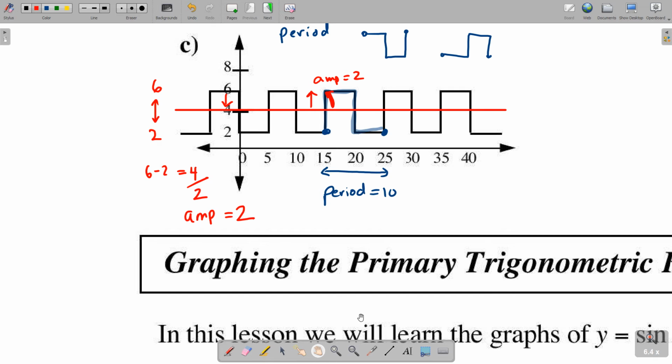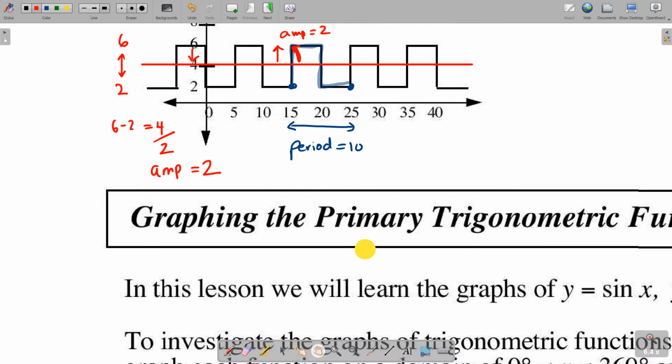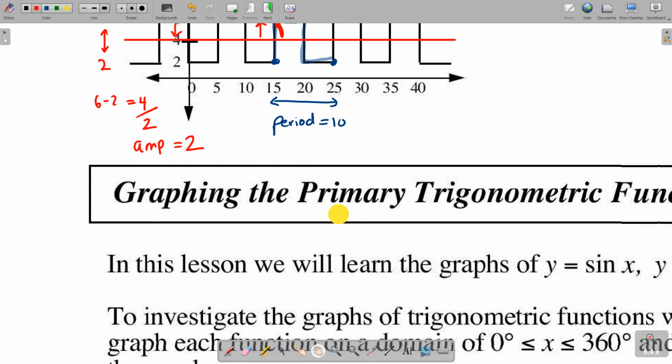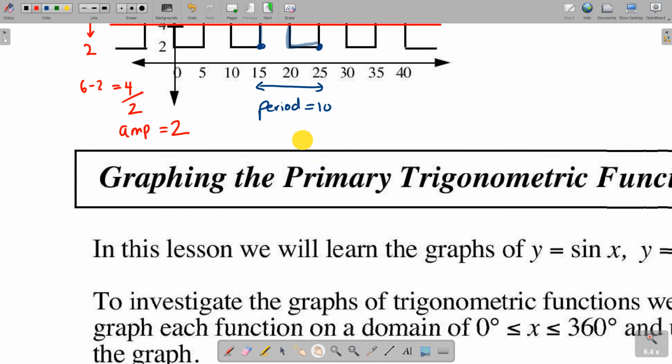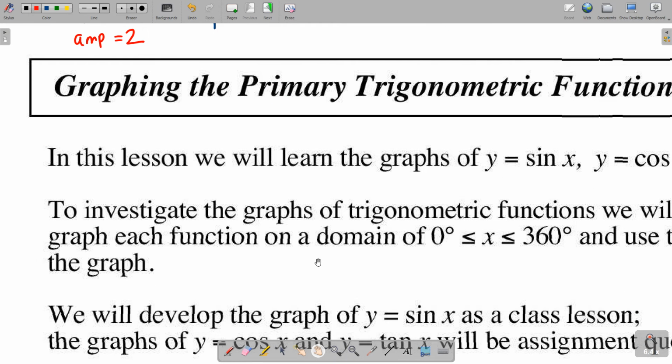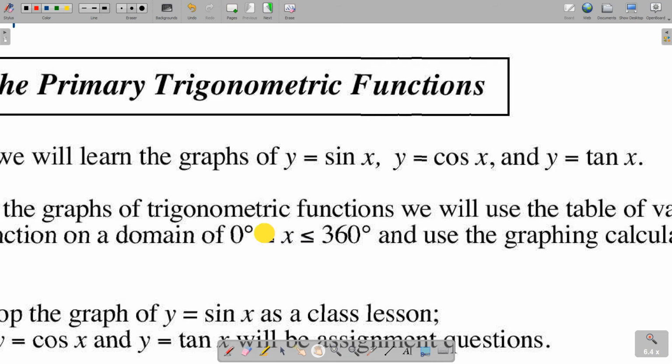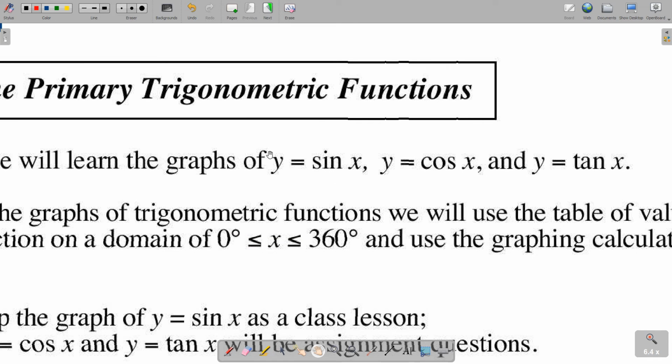So our first task, we're going to be graphing the basic primary trigonometric functions. We are going to need all of our brain power for this one. We're going to graph the sine of x, the cosine of x, and I believe in the homework, the tangent of x. So I will be modeling the sine of x for you. You will be investigating the cosine on your own, and then subsequently, for your homework, the tangent of x.